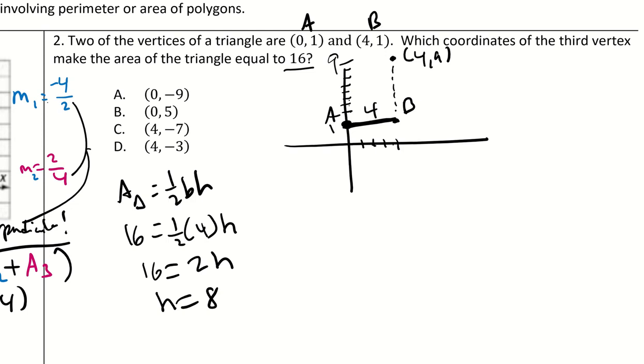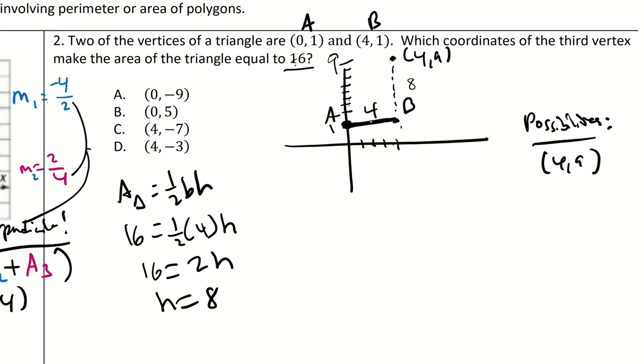So let's list all the possibilities. Because if it's up here, then the height is 9. 9 times 4 is 36. 36 divided by 2 is, sorry, 8. So if it's here, it's going to be 8. 8 times 4 is 32. 32 divided by 2 is 16, which is the area. So 4, 9 is a possibility.